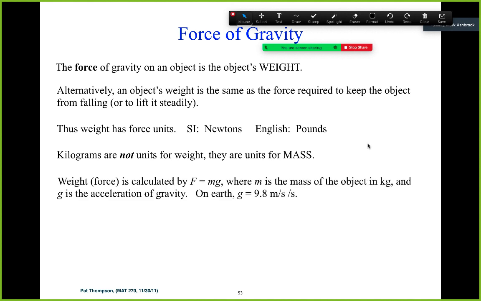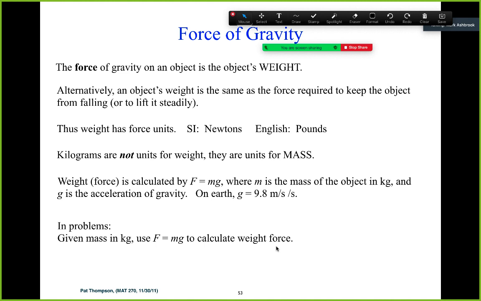So weight force is calculated by F equals mg, where m is the mass of the object and g is the acceleration of gravity. If you have the mass and you want the weight or the equivalent force, you multiply by the acceleration of gravity. So m times g gives you force, and in the context of weight, it gives you weight force. So in problems, if you're given the mass in kilograms, in the metric context, you use mg to calculate the weight force. But what about if you're in the English context and you're given pounds?